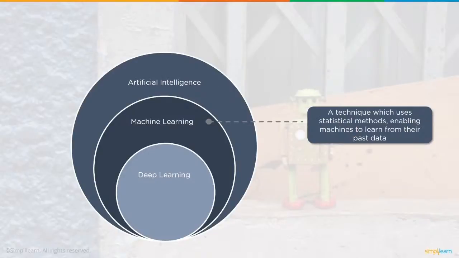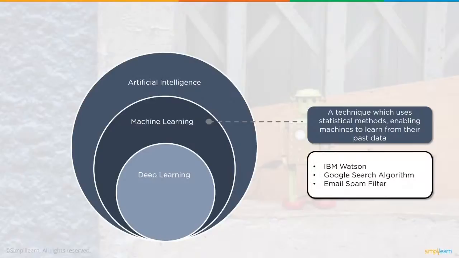Machine learning, a technique which uses statistical methods enabling machines to learn from their past data. So this means if you have your input from last time and you have your answer, you use that to help improve the next guess it makes for the correct answer. IBM Watson, the Google search algorithm, and email spam filters are all part of machine learning.